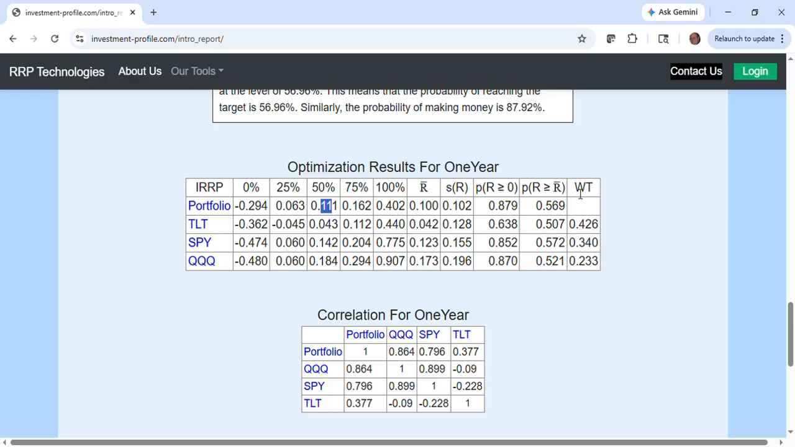So, last but not least, the last column here shows what the portfolio is, in the sense that the allocations to the three ticker symbols, TLT, spiders, and QQQ, are shown here. 0.426 indicates that about 42 or 43% of assets should be put into TLT. 34% of assets should be put into spiders, and 23% of assets should be put into QQQ.